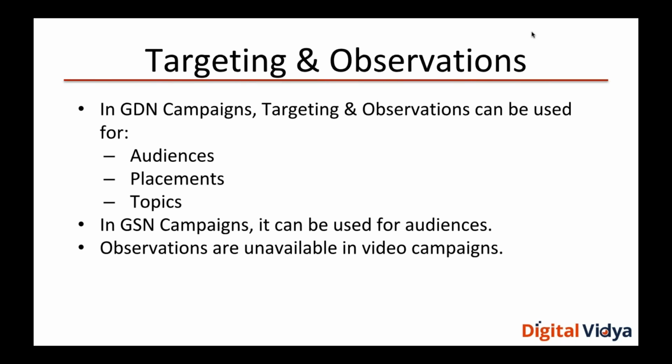And this is something that I already explained in display network campaigns. You can target audiences, which means people, placements, which mean specific websites or mobile app pages, or topics by targeting with the theme contextual. And in search network campaigns, it can be used for audiences. So there is a remarketing list for search campaigns also, which is an advanced topic which we will cover in the last module.